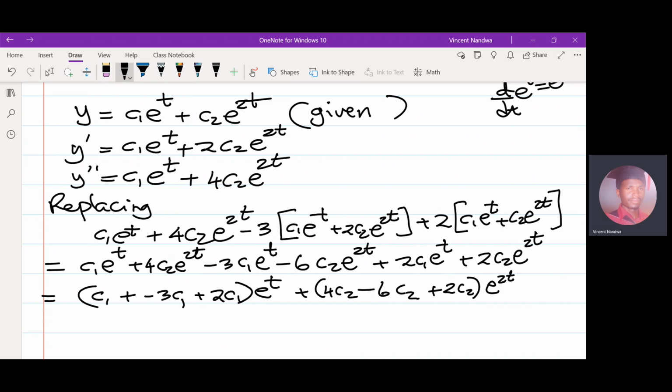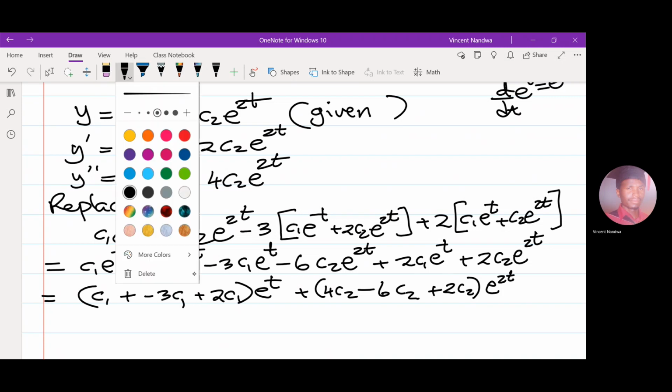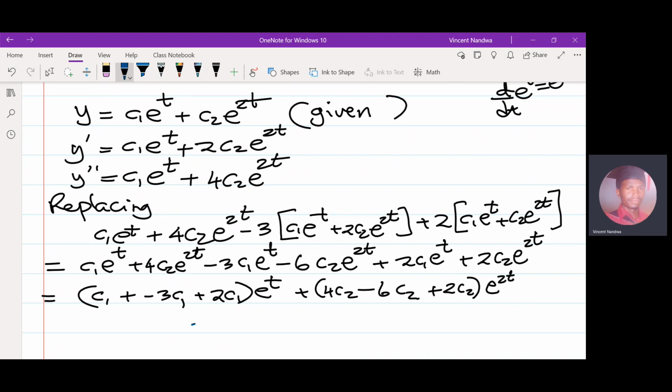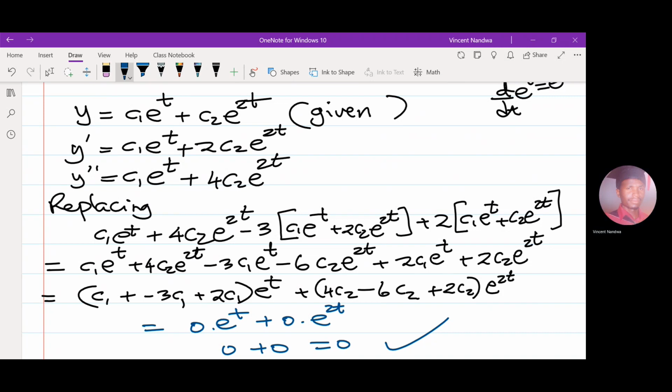So is it true that the first bracket is 0? Yeah. So this will be 0 times e raised power t. Second bracket, is it also 0? Yeah, 0 e raised power 2t. So 0 times this is 0. 0 plus 0 is 0. So since the left-hand side simplifies to 0, when you replace the derivatives of the function y equals c1 e power t plus c2 e power 2t, then that is also a solution.